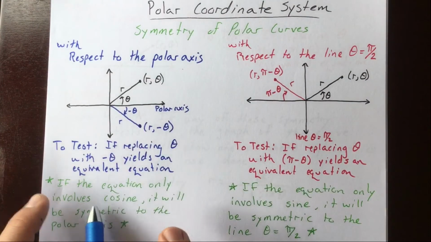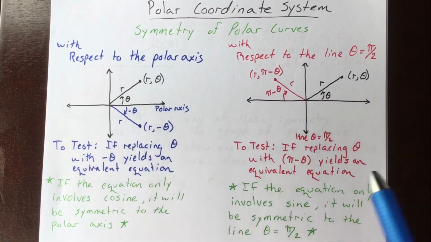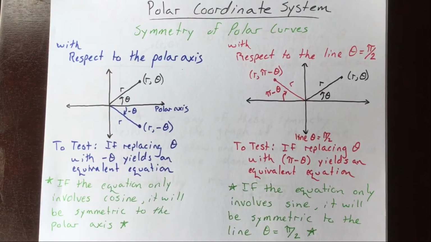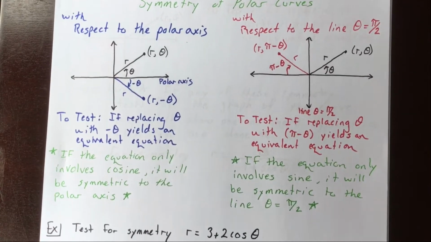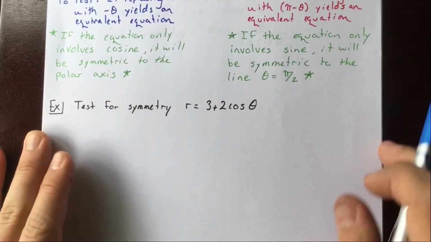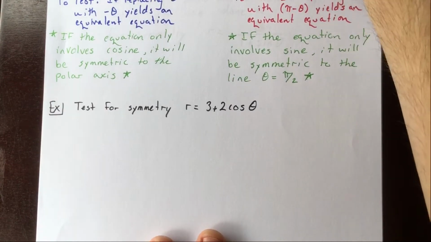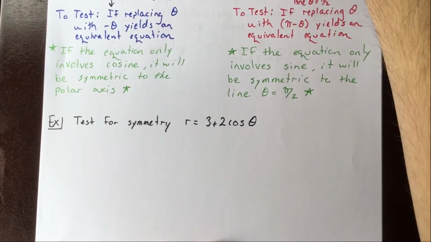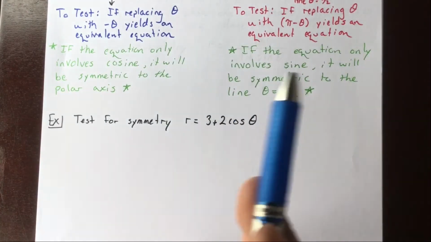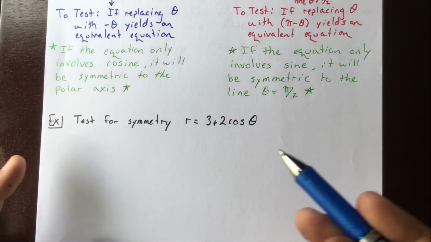So just like how cosine would yield symmetry to the polar axis, if your equation only has sine, it will be symmetric to the line pi over 2. So we have the two ways of testing this. Let's look at an example to test this out. Test for symmetry. We want to see, is the equation r equals 3 plus 2 cosine theta symmetric to the polar axis or to the line theta equals pi over 2?